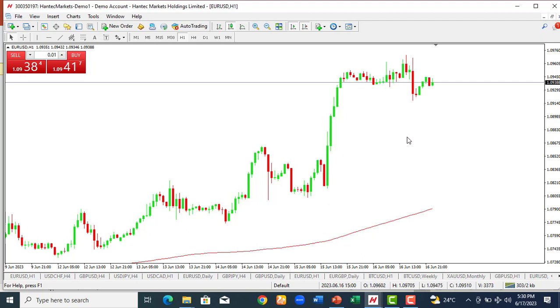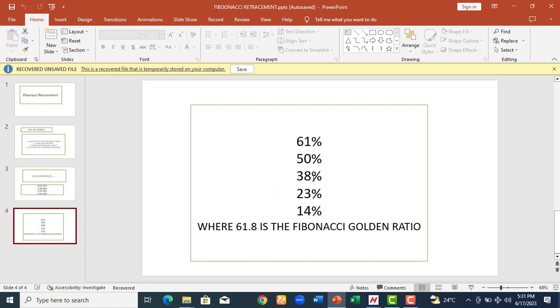Remember, there must be a retracement in the market, breathing in and breathing out. So traders believe that the market must do a 50% retracement. At least it must come back to half of this initial move before it will continue the impulsive move. So that's how we got 50%. Likewise, the bearish market. So we now have 61%, 50%, 38%, 23%, 14%, where 61.8 is the Fibonacci golden ratio.